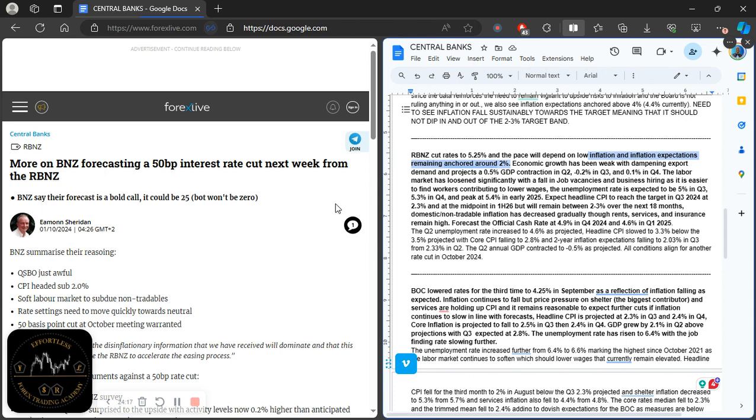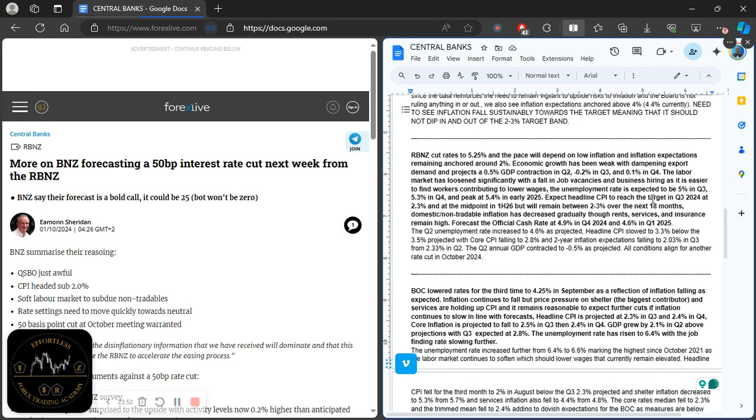And this is why BNZ is making a case for a larger 50 basis point, or 0.5%, interest rate cut, right? So for me, this is where it stems from: understanding the Reserve Bank of New Zealand and what they are expecting or forecasting based on their economy, right? And they also said that they expect headline CPI to reach the target in the third quarter of 2024.